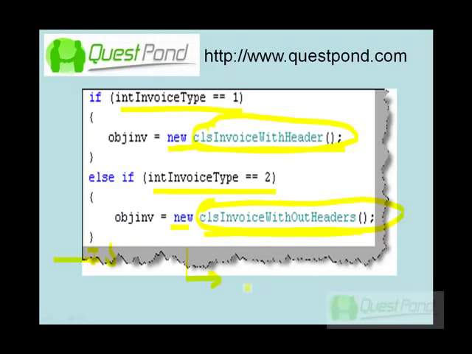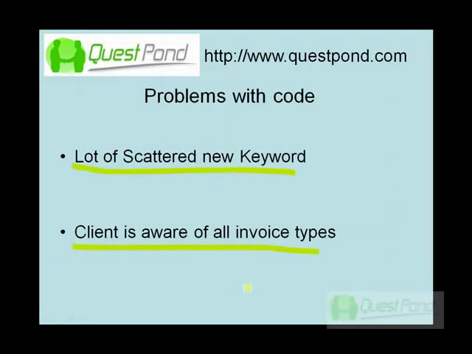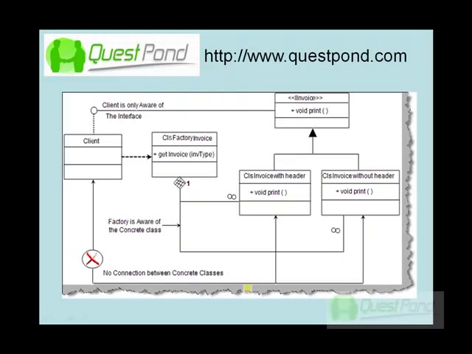So we cannot add new types without informing the client. Let's reiterate the two big issues with the code: a lot of new keywords, which increases the complexity of your client code, and second, the client is aware of all the invoice types. So if you want to add a new concrete type, you have to recompile your client. So how do we solve this problem? The answer is factory patterns.